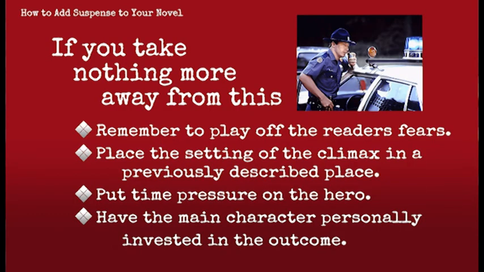Number 4, create a countdown to pressure the tension. Limit the amount of time the hero has, and you put the pressure cooker on, and the tension goes up. Number 5, have your main character, the hero, invest in the outcome. If a person is in danger, make it somebody important to them: their son, their lover, their mother, someone special to them, so that they can have a personal investment in saving this person.